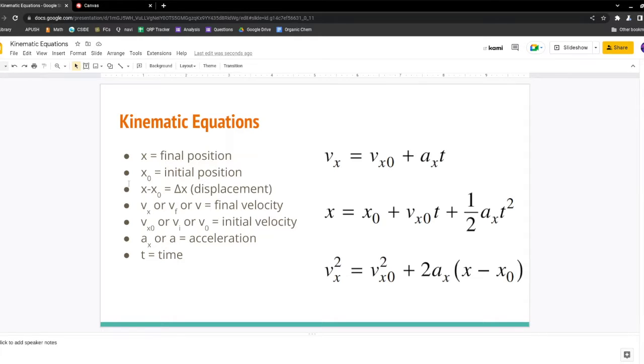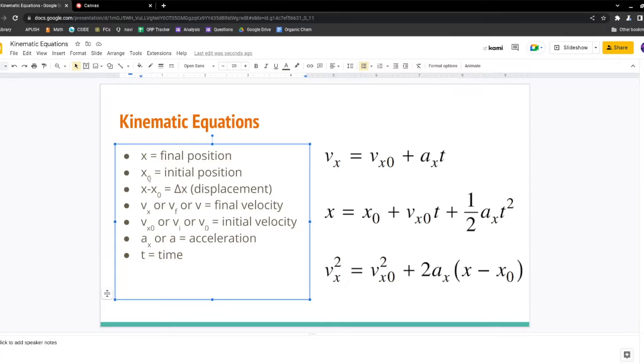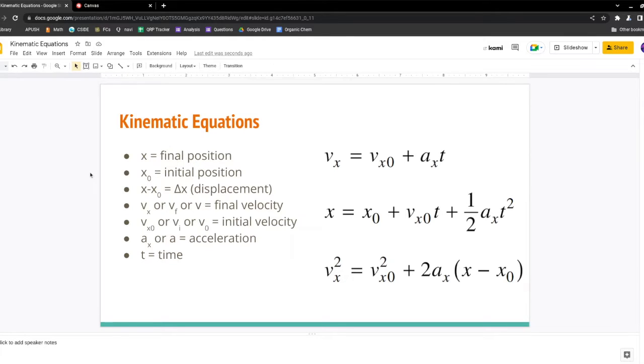So starting off, we have x. X is final position. So at the end of your time interval, what position is the object at? And then x naught. This 0 right here is also said as "naught". Naught means 0. Anyways, x naught is the initial position. So at the beginning of your time interval, what position was that object at?